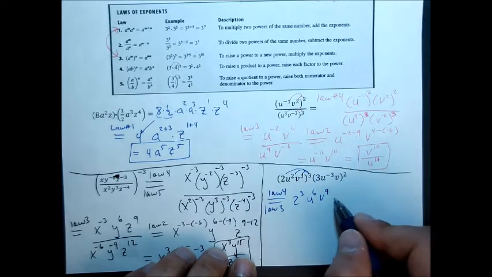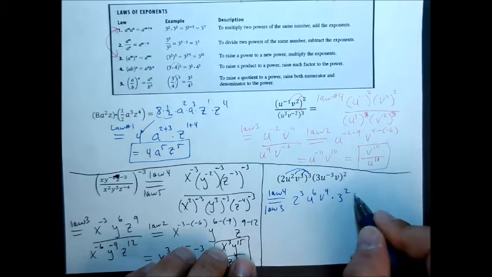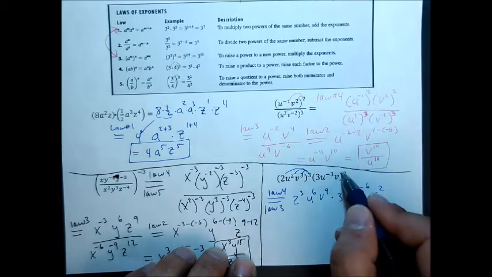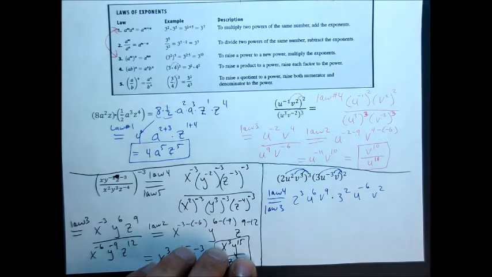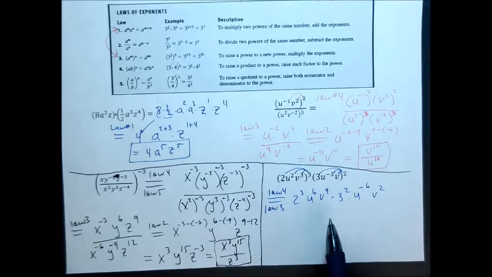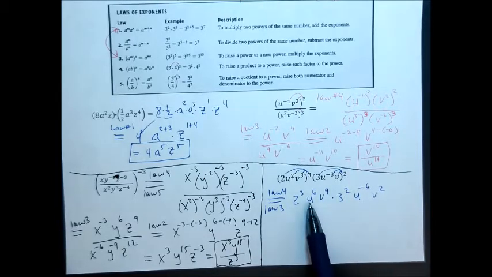And then we do the same thing on the second one. So we'll have 3 squared, u to the minus 6, v squared, right? So we send the 2 through the parenthesis, and it multiplies by the powers. Now, in the second step here, we want to combine like bases. So we've got two u's and two v's, and so we can combine those things together.